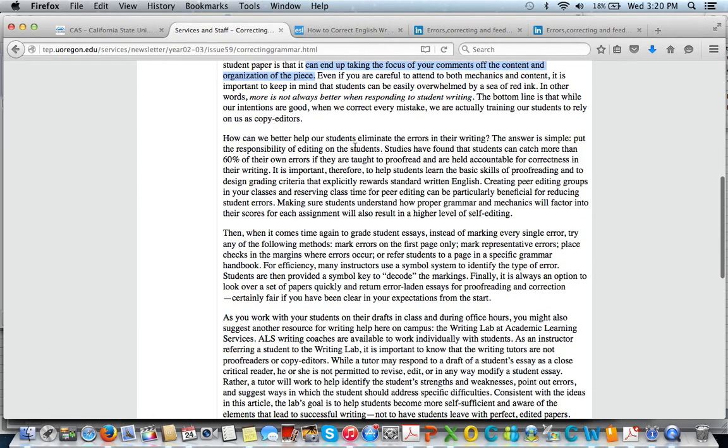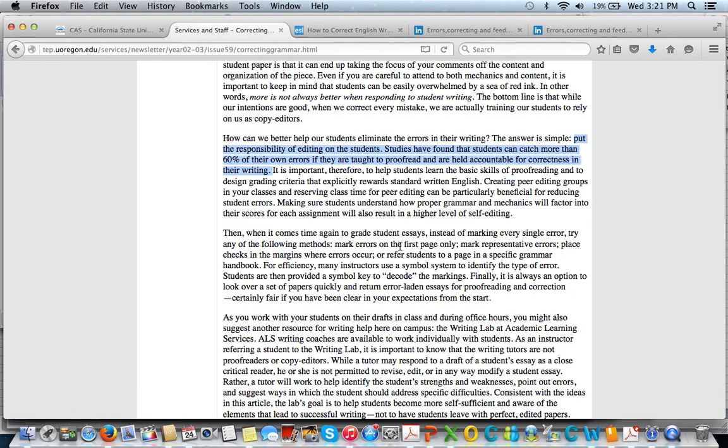How can we better help our students eliminate the errors in the writing? Put the responsibility on the students. It's found that students can catch more than 60% of their own errors if they are taught to proofread and are held accountable for correctness in their writing. So we need to teach them strategies and techniques for how to engage in proofreading and in correcting their own errors, in finding their own errors.